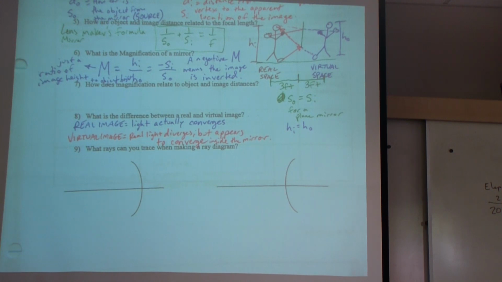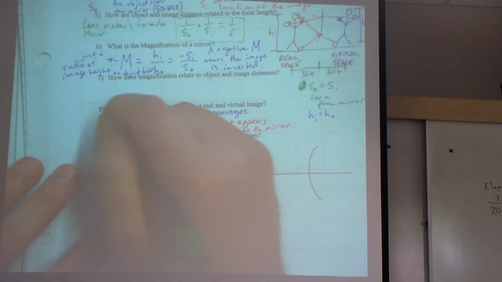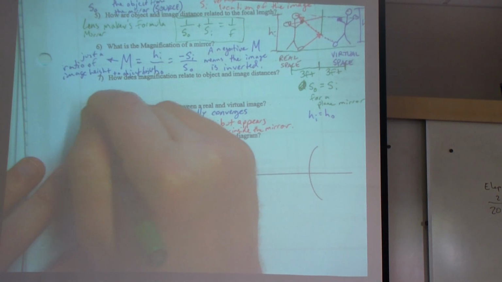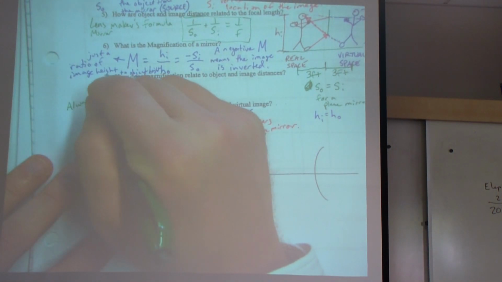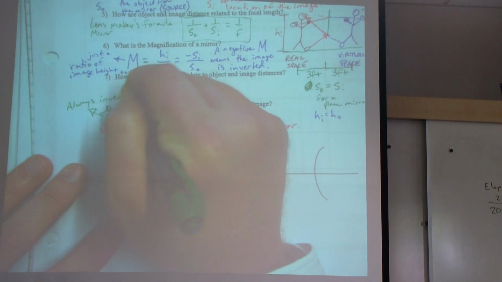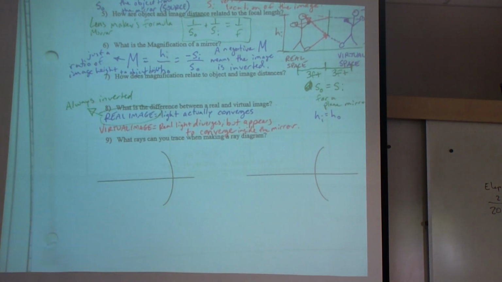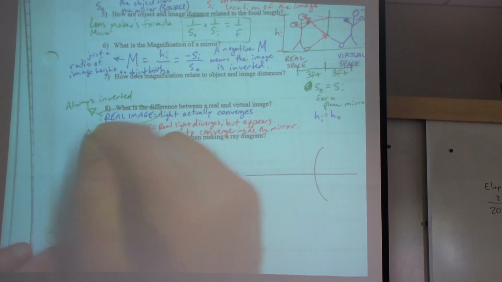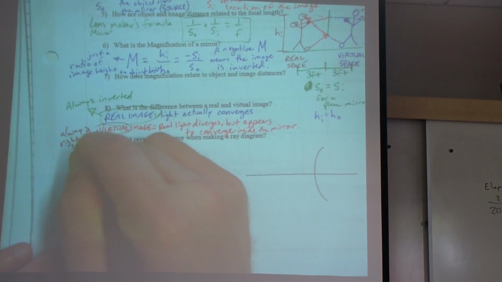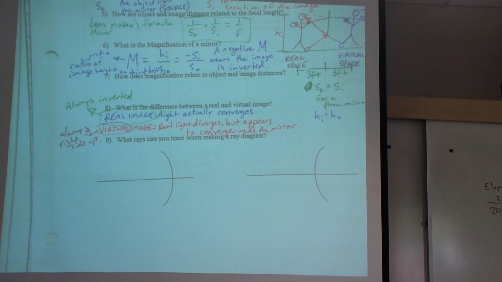There's another tip just to help you remember that makes life a lot easier. A real image is always inverted. Inverted, I mean upside down. It's always upside down. A real image is always upside down. A virtual image is always right side up. Okay?